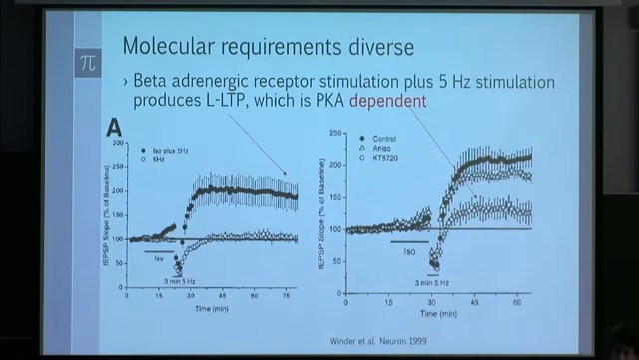But if instead of 1 Hz plus isoproterenol, we give 5 Hz plus isoproterenol, we get the same long-lasting LTP, and now we are PKA dependent. We see this big difference. Okay, so again, why is that? Why do we have this difference? It's different temporal patterns have different requirements.